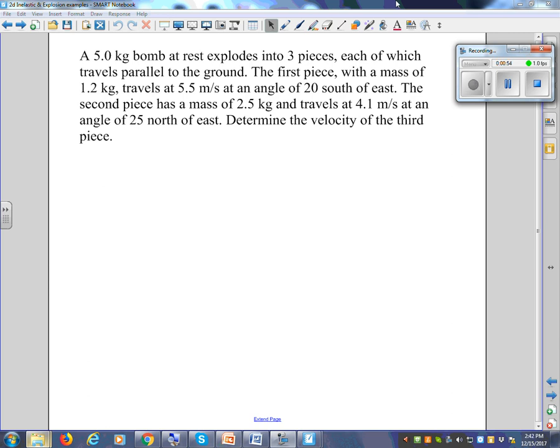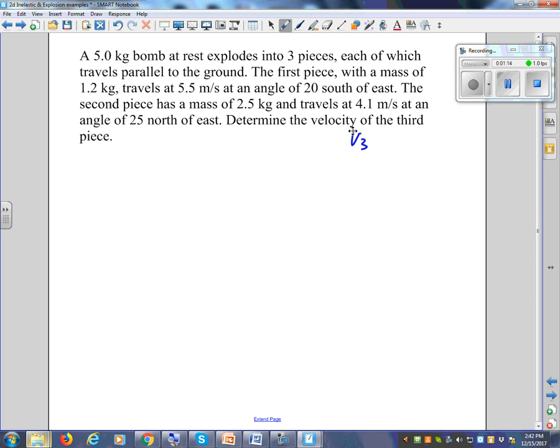Okay, so anyways, the first piece with a mass of 1.2 kilograms travels at 5.5 meters per second at an angle of 20 south of east. The second is 2.5 kilograms, travels at 4.1 at an angle of 25 north of east. Determine the velocity of the third piece. So we are looking for, I guess, V3, right?